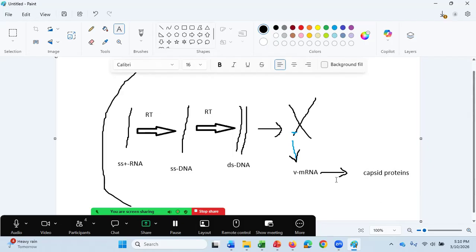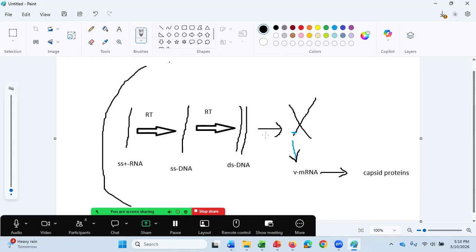Which will then get together with the replicated RNA. This is acting like messenger RNA, but it's actually positive single-strand viral RNA. And they can get together to make a new virion.